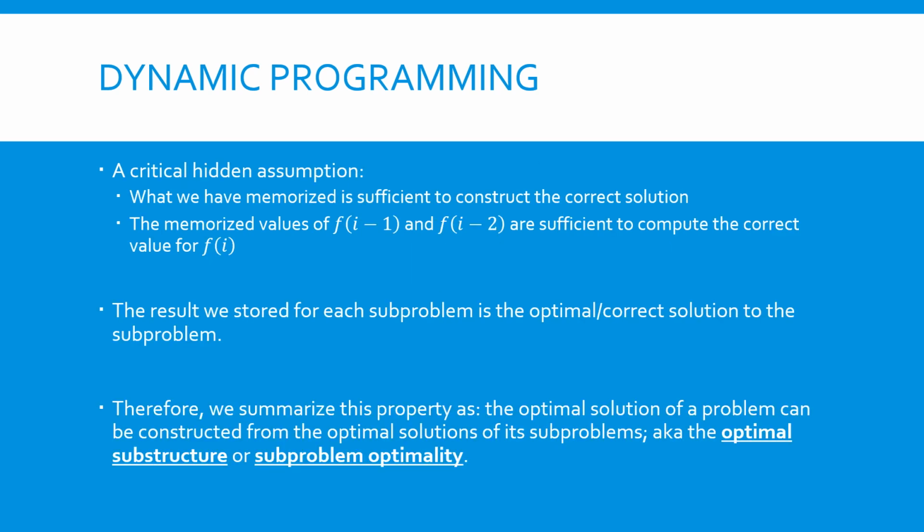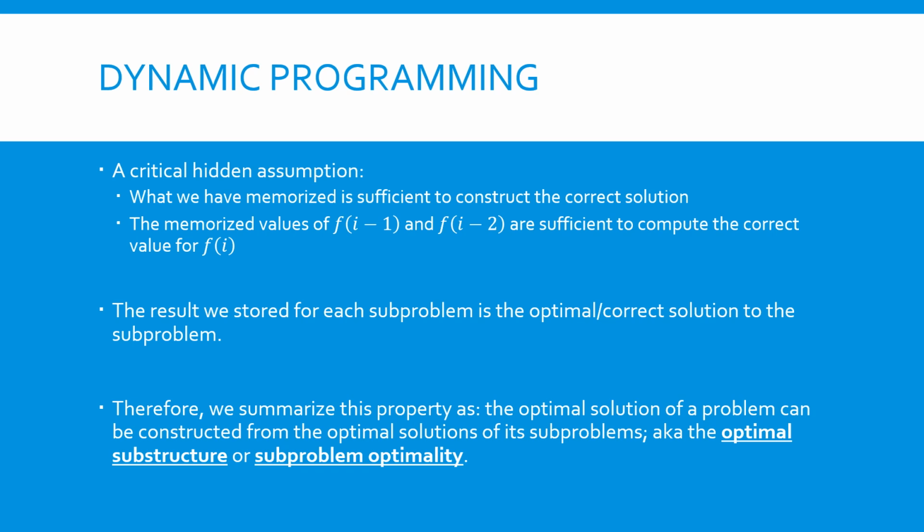Lastly, let's answer the question raised at the beginning of this video. Which conditions should a problem satisfy to be solvable using DP? The first condition is that the problem must have overlapping subproblems in its recursion relation. The second condition comes from a critical hidden assumption we adopted when using DP. The assumption is that the memorized subproblem solutions are sufficient to reconstruct the solution to the larger problem. In other words, the optimal or correct solutions of the subproblems must be sufficient to solve the larger problem.